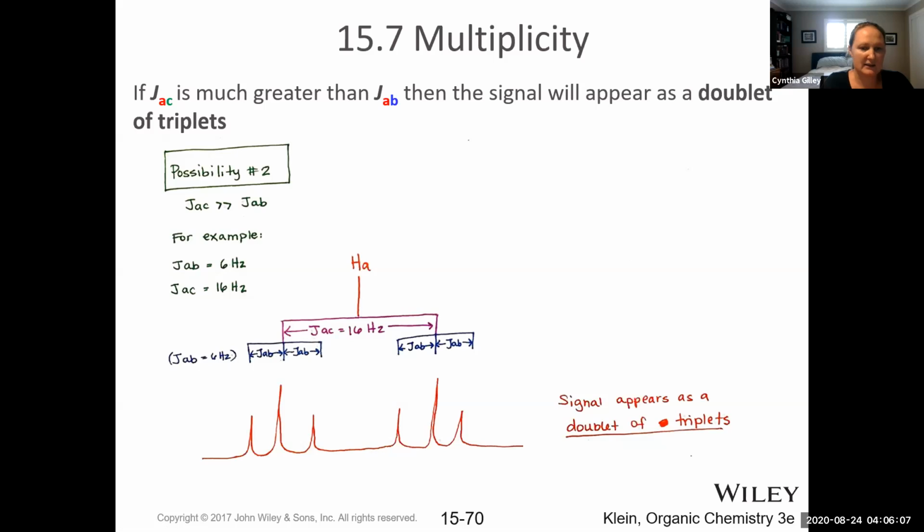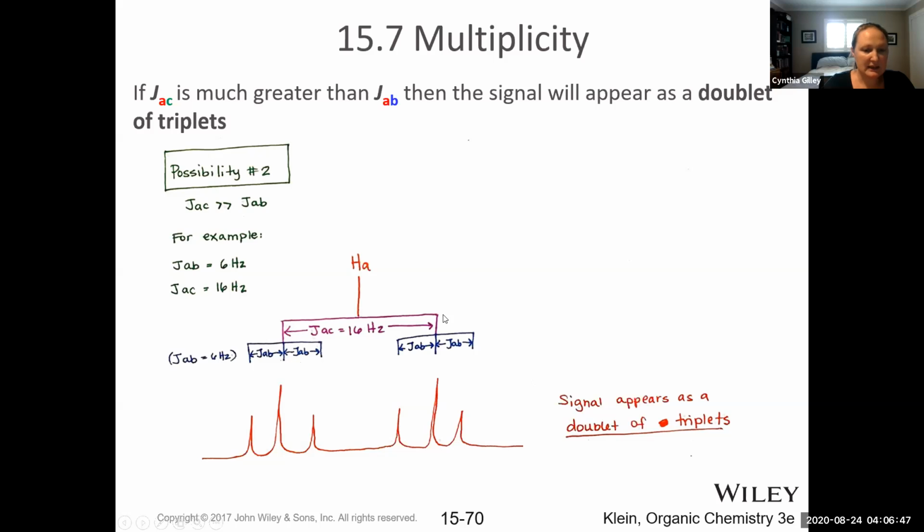Possibility number 2 is the exact opposite of possibility number 1. Perhaps JAC is much, much greater than JAB. Let's see what would happen. So we can just change those values, right? Maybe JAC is 16 hertz and JAB is 6 hertz. So again, it doesn't really matter. It works out the same either way, but I can start with the largest coupling constant first, right? Recall that there's only one C, so I'm splitting HA into a doublet with a coupling constant of 16 hertz. That splits this into a 1-to-1 ratio because it's a doublet.